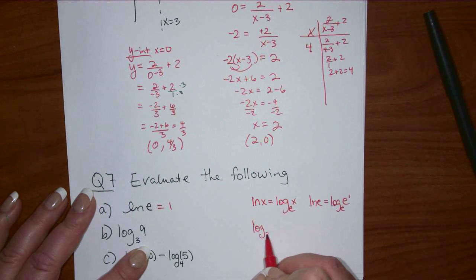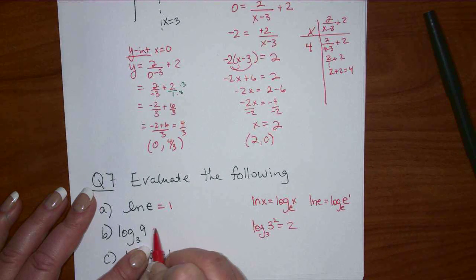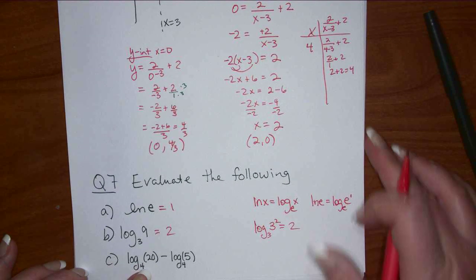Log base 3 of 9, which is 3 squared, they match, so the answer is 2. These would obviously be one-point questions, right? Nothing really to show. Now what about this one?